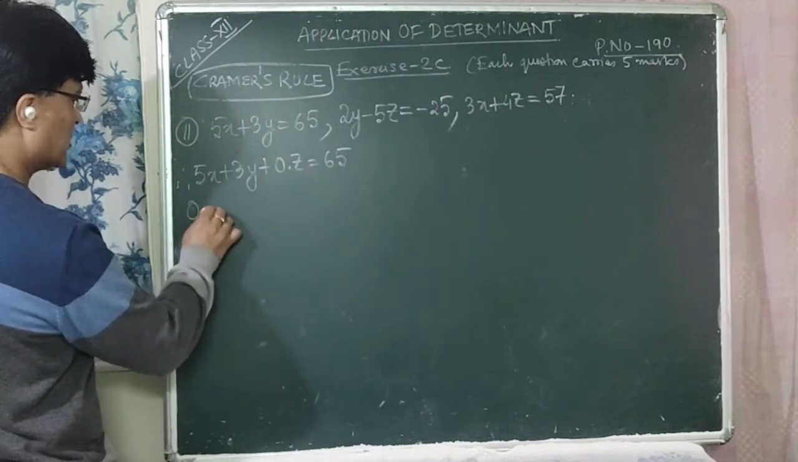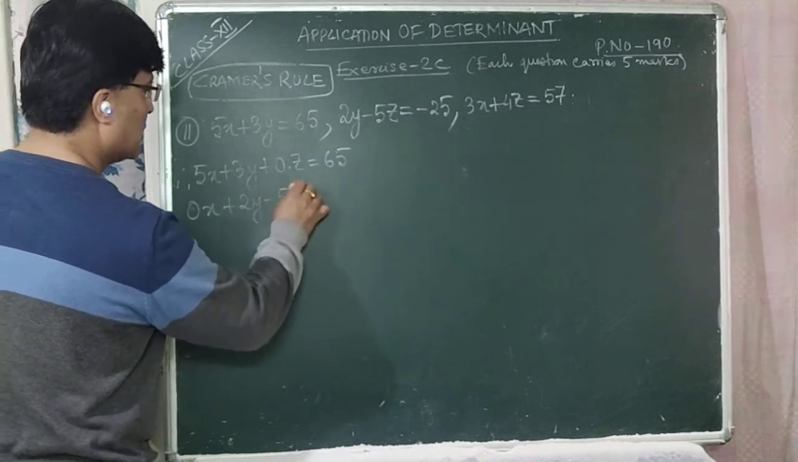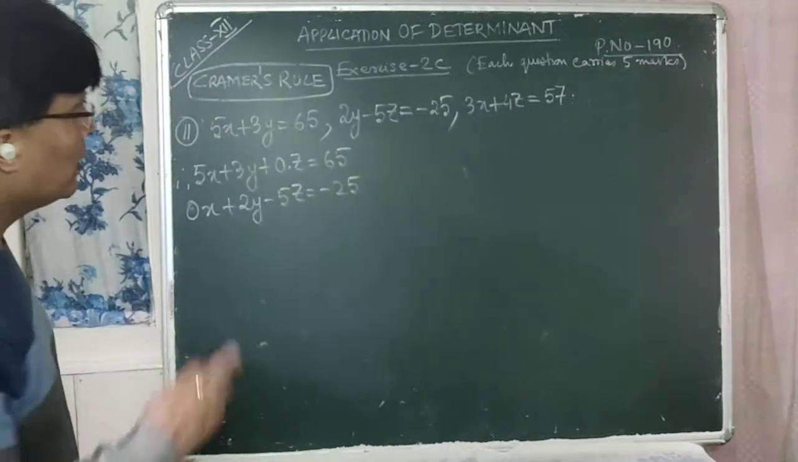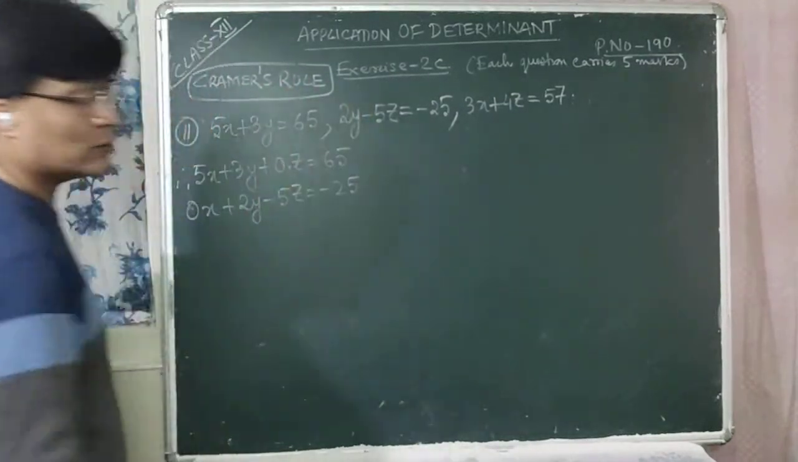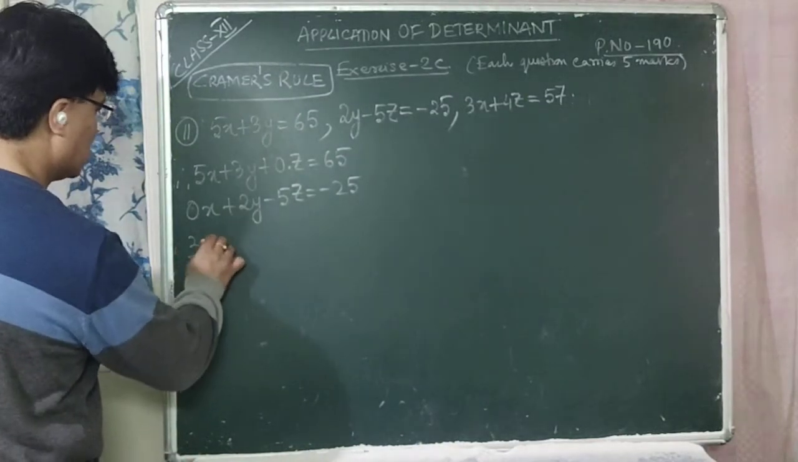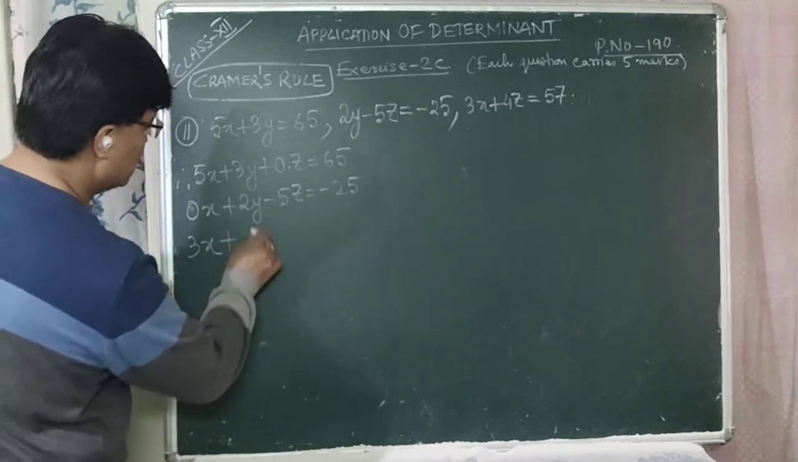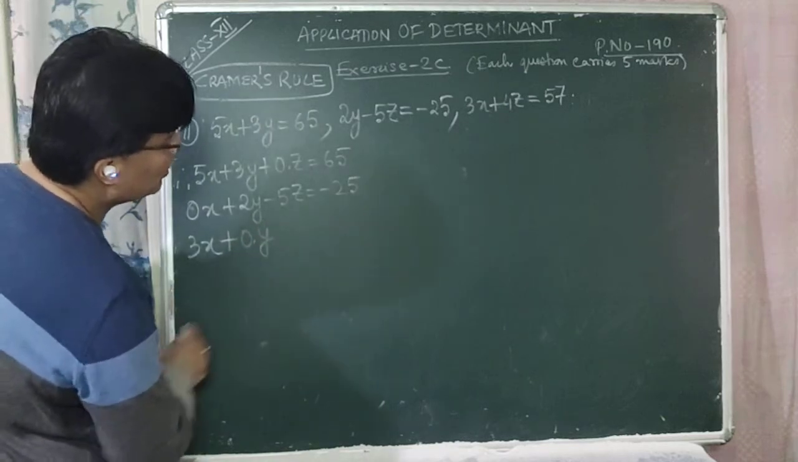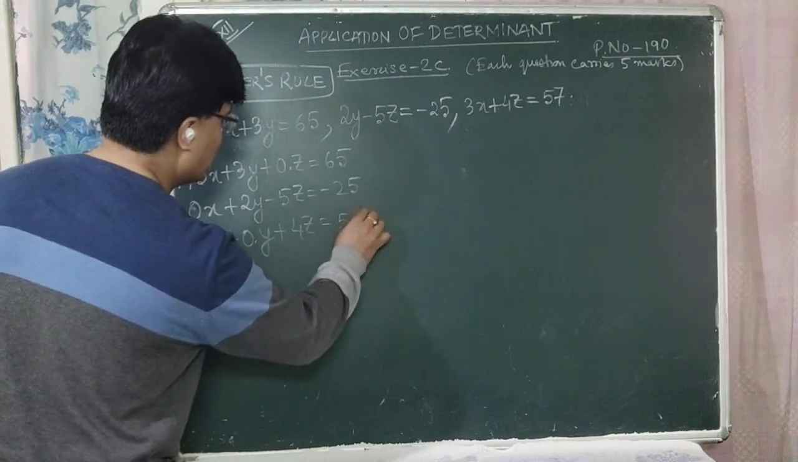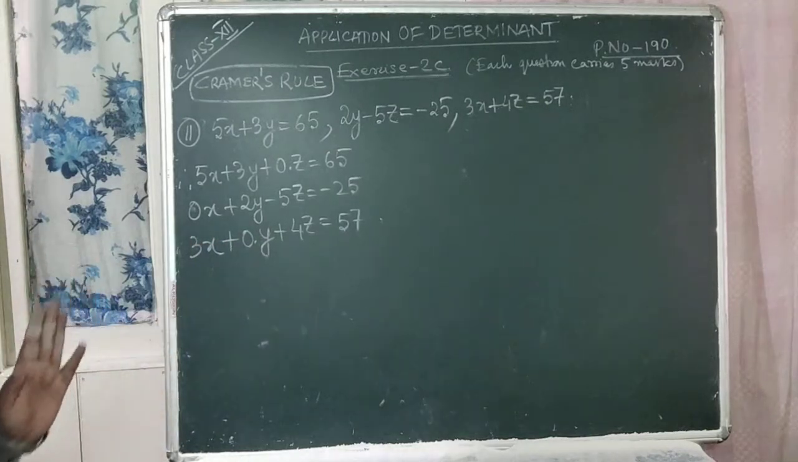That is 0x plus 2y minus 5z is equal to minus 25, right? And in the third equation, y is missing, isn't it? So let us write down 3x plus 0 into y plus 4z is equal to what? It is 57, right?